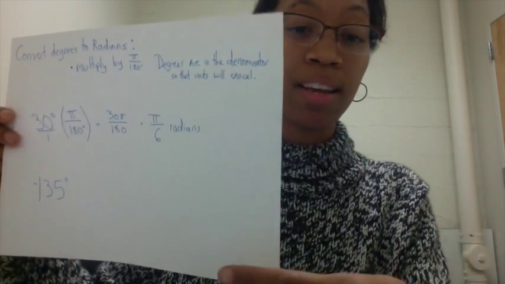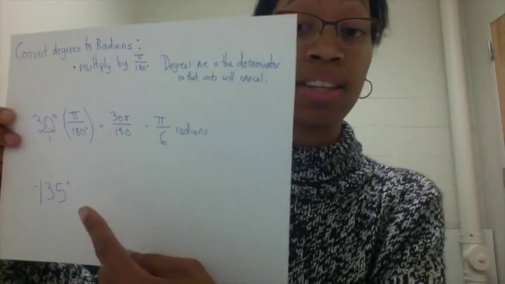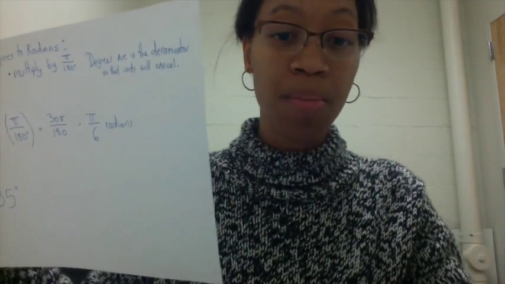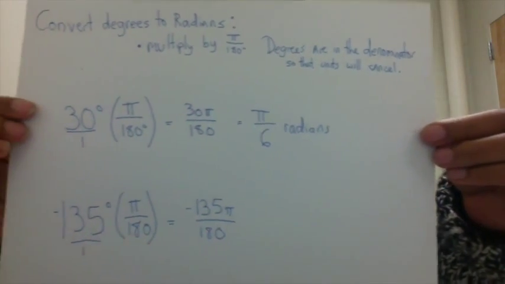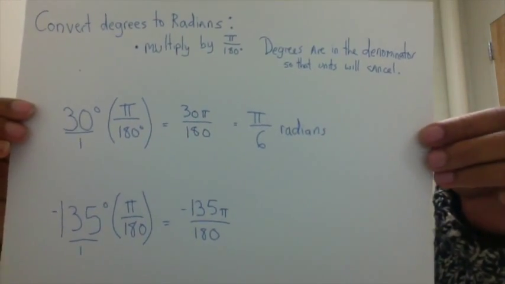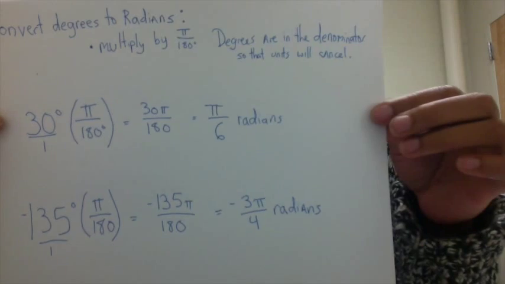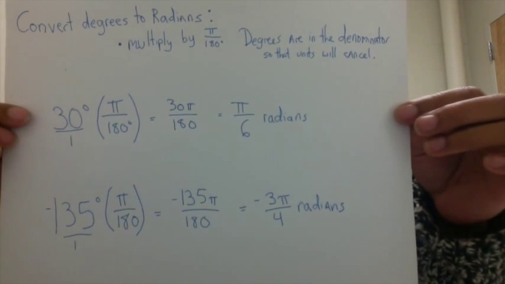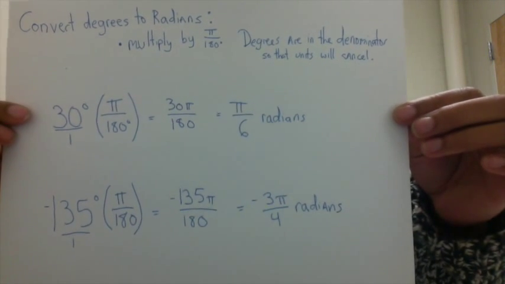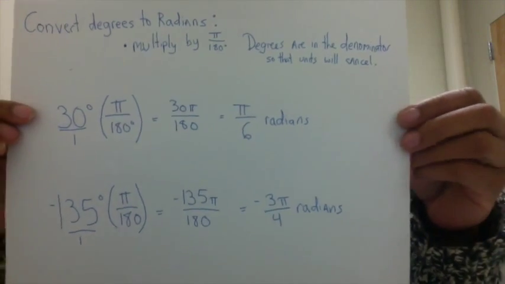Okay, so again, whenever we're trying to convert degrees to radians, we're going to multiply by pi over 180. Multiply straight across the top and straight across the bottom, and then reduce the fraction to get the final answer of negative 3 pi over 4 radians.